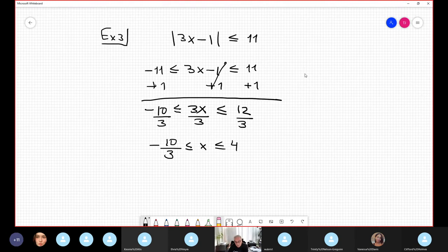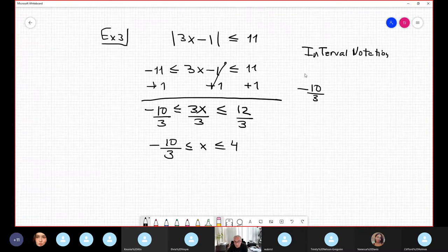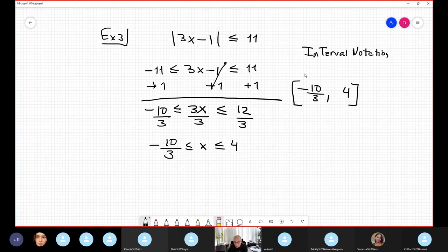When it's possible to reduce the division, you can, of course. Suppose interval notation, like the test. Well, you put the lower bound, negative 10 over 3, comma, the upper, 4, and you put a bracket to indicate it. The endpoints 4 and negative 10 over 3 belong to the solution. How do you know? Equal sign. No equal sign, parentheses. The endpoints do not belong to the solution.